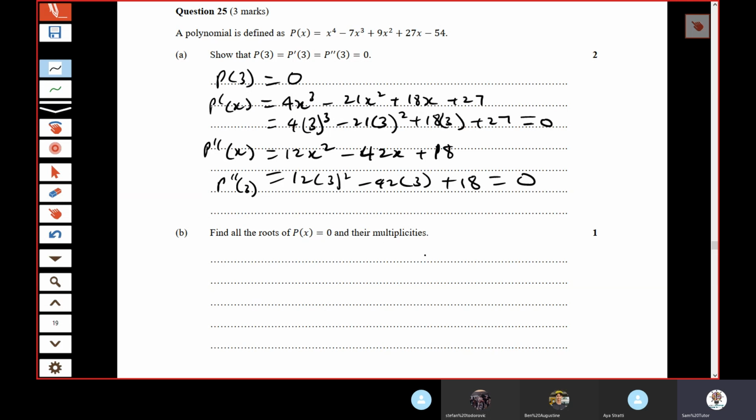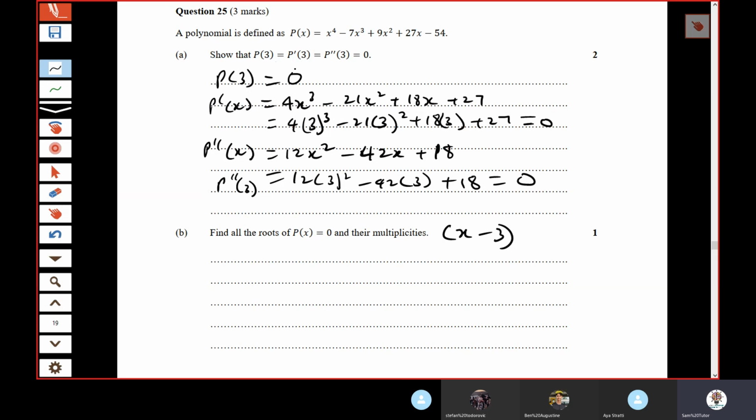Find all roots and their multiplicities. Okay, what does this mean if we found that the polynomial, the first derivative and the second derivative have roots at x equals 3? What does that mean at x equals 3? So what would you say about x minus 3? What power would that have? What's its multiplicity? X minus 3 to the power of what?